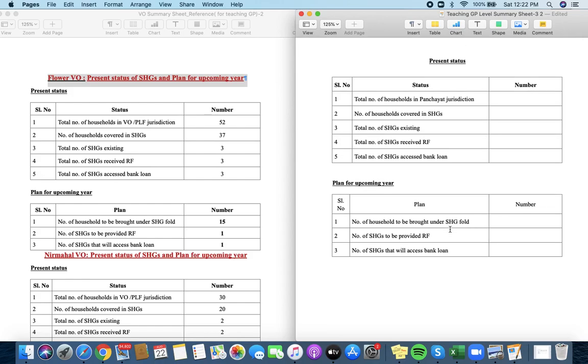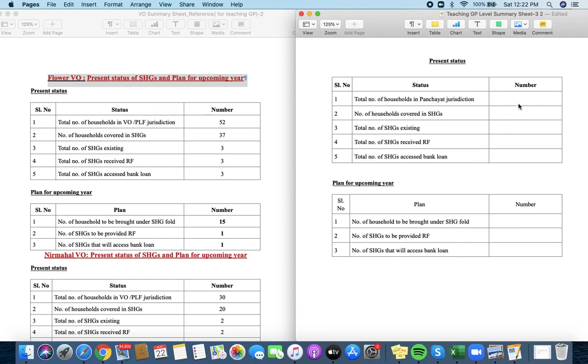Now I'll move ahead and teach you how to do the consolidation and prepare the summary sheet at the GP level from the VO level summary sheets that are available. First and foremost, it's very important to understand that in this meeting, two representatives from each and every VO of the GP will be coming and sitting together and doing this consolidation. So here we'll assume that the representatives from Flower VO and Nirmahal VO have come together, and now they are sitting with the facilitator in order to prepare a GP level consolidation and summary sheet.